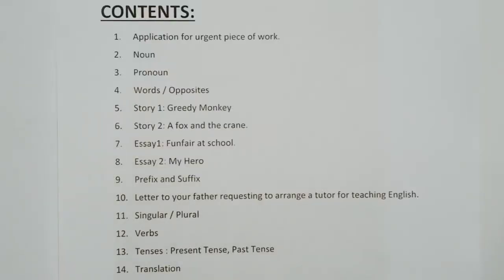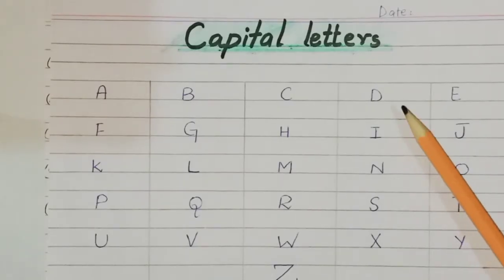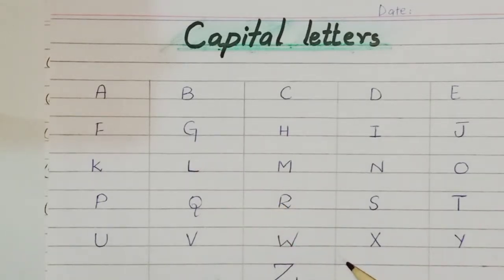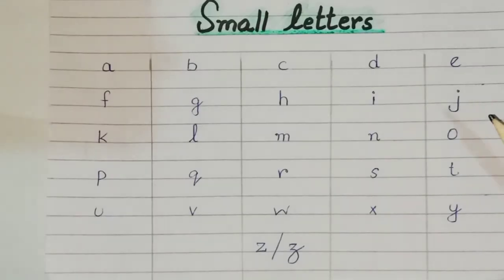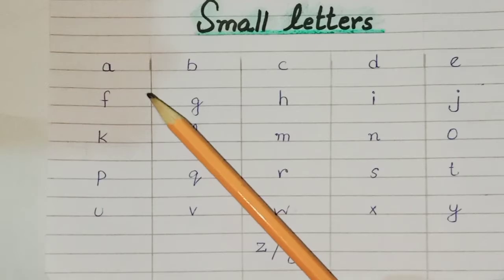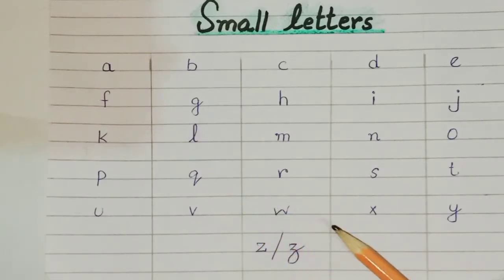These are the contents. We'll be studying all of them one by one. Dear students, you are supposed to write these capital letters from A to Z on the very first page of your classwork copies. And then on the second page, give the heading of small letters and write all the small letters starting from A to Z.